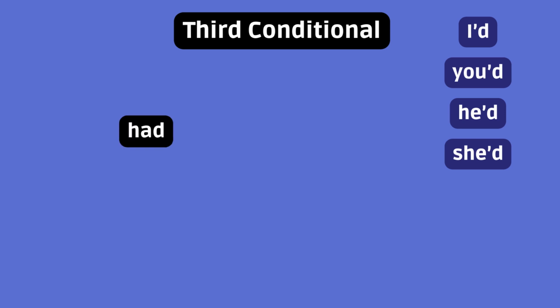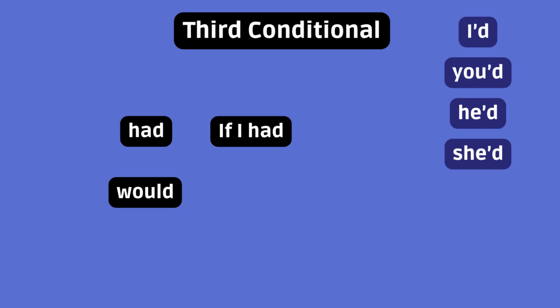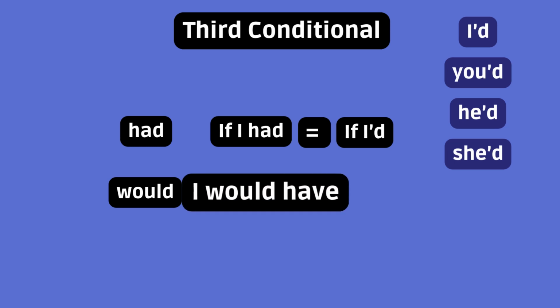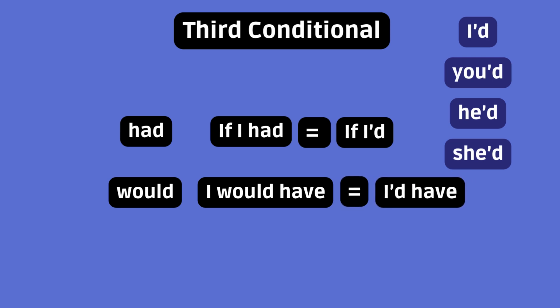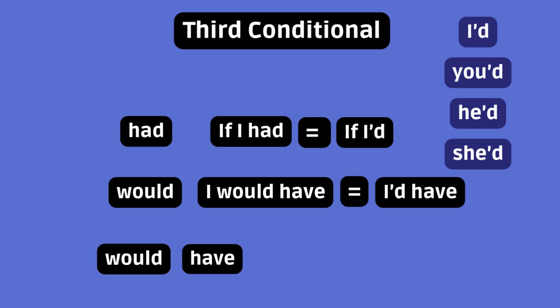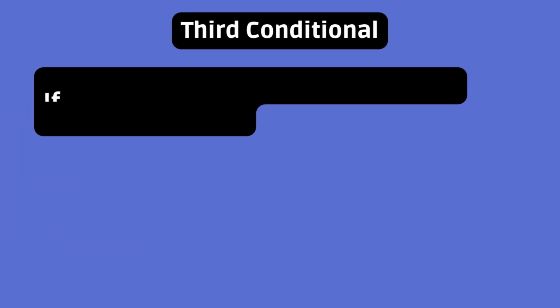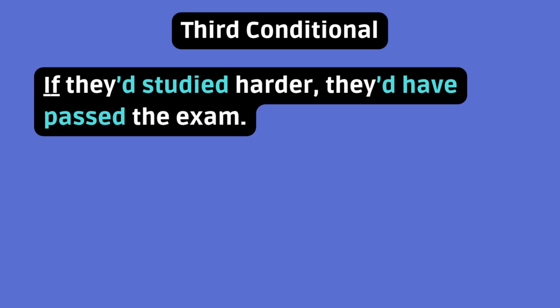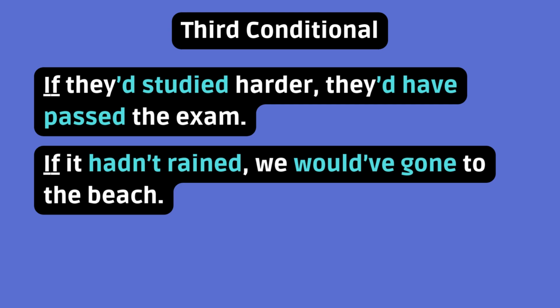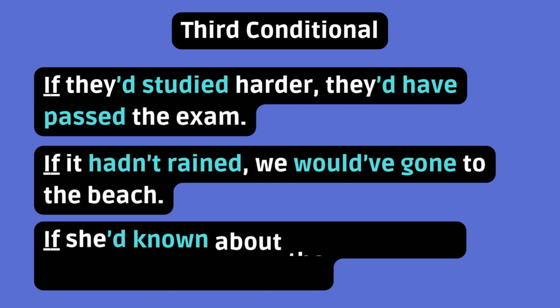You might hear and see a lot of I'd, you'd, he'd, she'd, and so on. Just be careful, since here both had and would can be contracted. Right after if, it's if I had, or if I'd. And before have, it's I would have, I'd have. It's also okay to contract would and have to make would've. And finally, the negative particle not is always found after had or would and can be contracted, like in the following. If they'd studied harder, they'd have passed the exam. If it hadn't rained, we would have gone to the beach. If she'd known about the traffic, she wouldn't have been late.